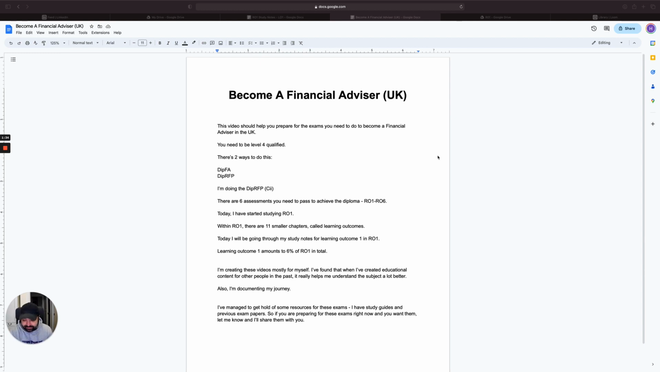RO1 is Financial Services Regulation and Ethics. It's quite a dry subject, quite honestly. It's not the most interesting, but it needs to be done, right? So Learning Outcome 1 is 6% of that. What that basically means is you're going to get 6 exam questions out of the 100 that there are. 6 of them will be about Learning Outcome 1, what we're going to be discussing in this video today.